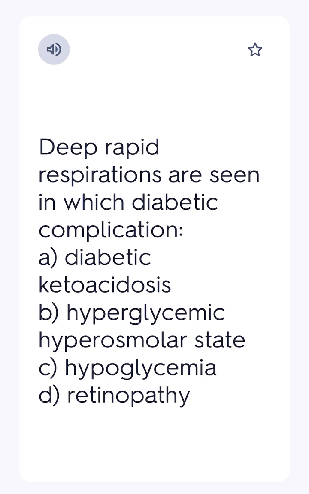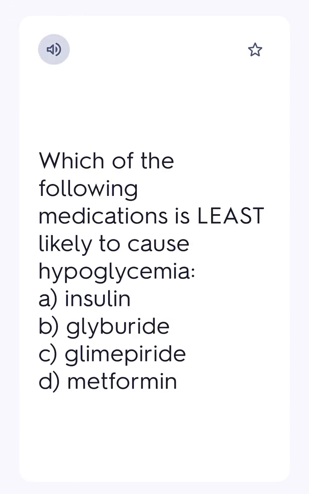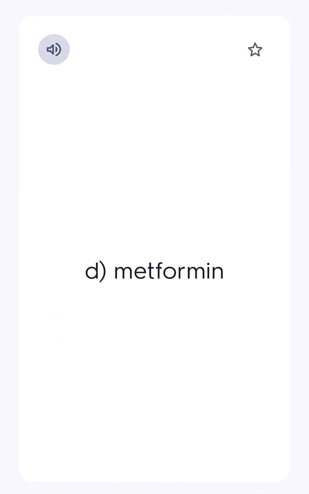Deep rapid respirations are seen in which diabetic complication? A, diabetic ketoacidosis; B, hyperglycemic hyperosmolar state; C, hypoglycemia; D, retinopathy. A, diabetic ketoacidosis. Which of the following medications is least likely to cause hypoglycemia? A, insulin; B, glyburide; C, glimepiride; D, metformin. D, metformin.